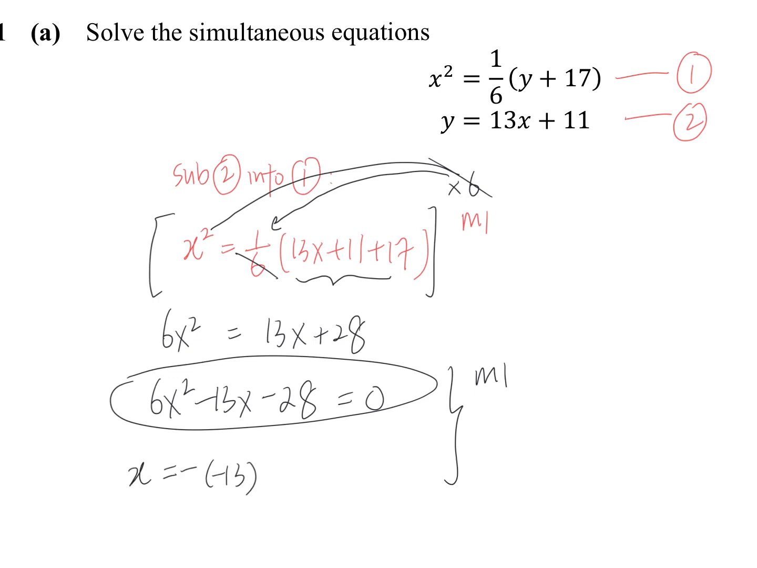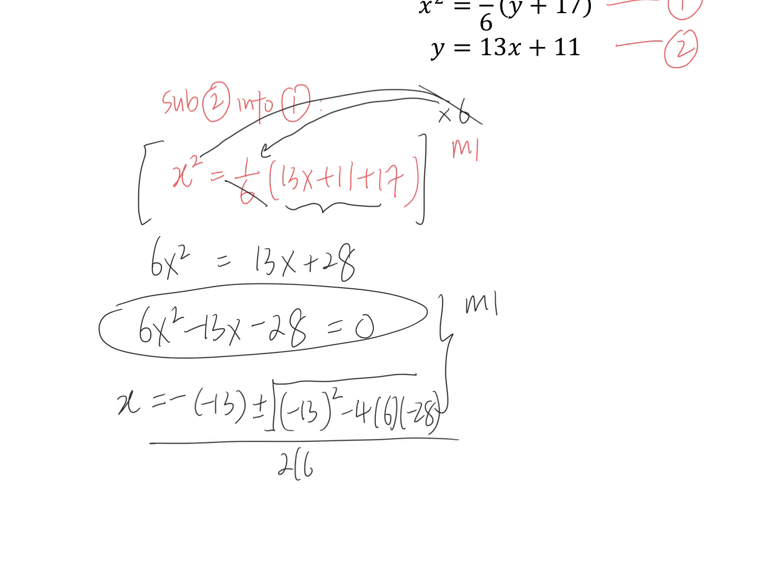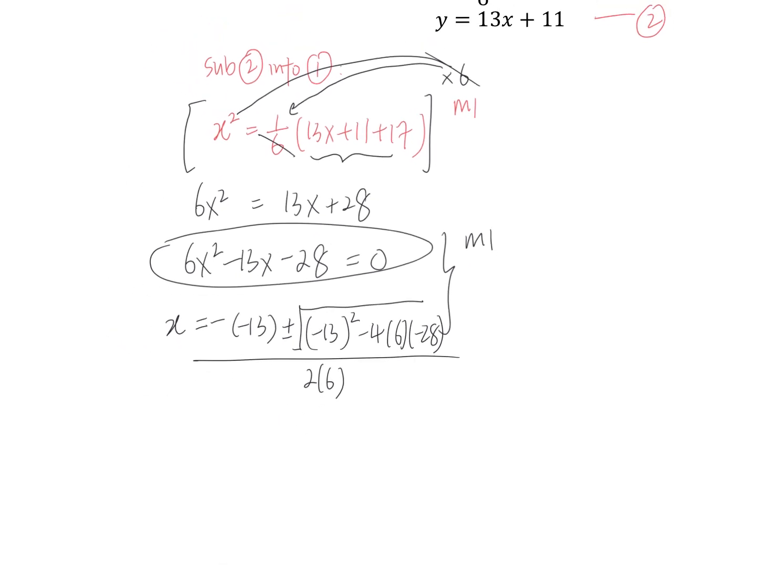So some of you, I have about 3 of you who still cannot remember the quadratic formula. It's negative b plus or minus the square root of b squared minus 4ac. So if you memorize wrongly, your whole marks here is gone. Okay? Some of you didn't get this. You get negative 6x squared plus 13x plus 28. That's fine. You will get the same answer. So once I see this, that's your second mark.